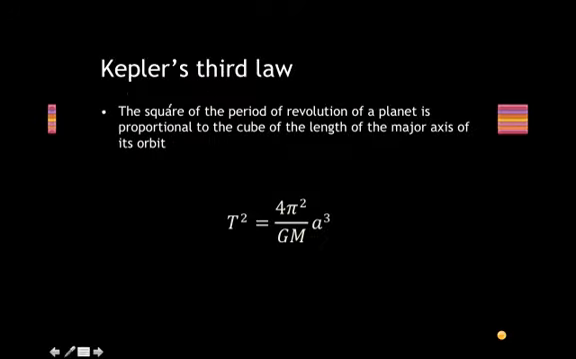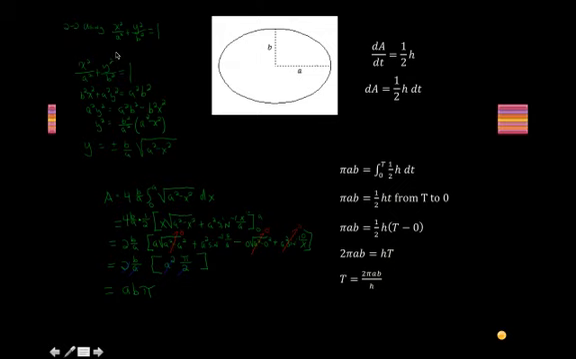We can now begin our proof of Kepler's third law, which states that the square of the period of revolution of a planet is proportional to the cube of the length of the major axis of its orbit, or a cubed. To do this, we need to look at the equation of an ellipse, solve for y, and then integrate to get the area of one quadrant of the ellipse. After we multiply that by 4, because these quadrants are all the same size, we get pi ab as the area.